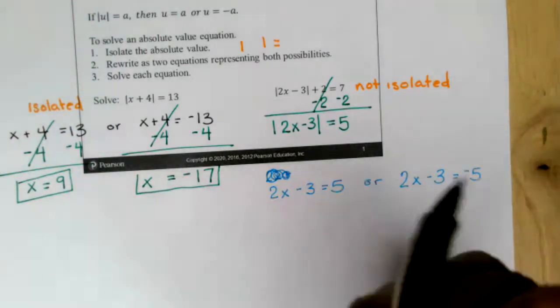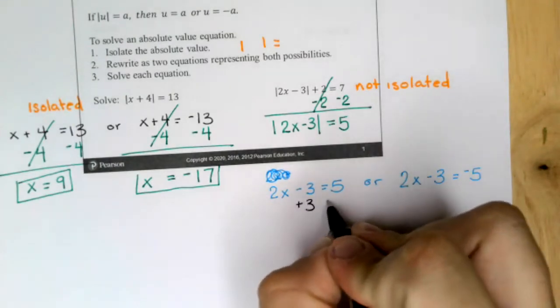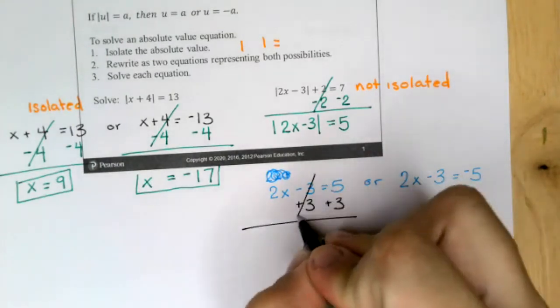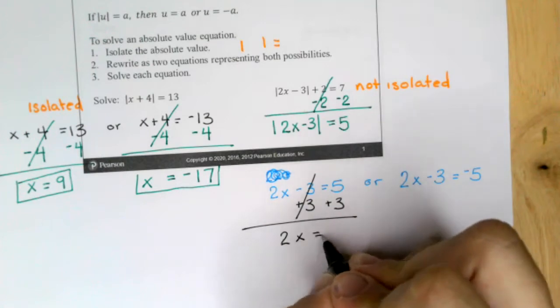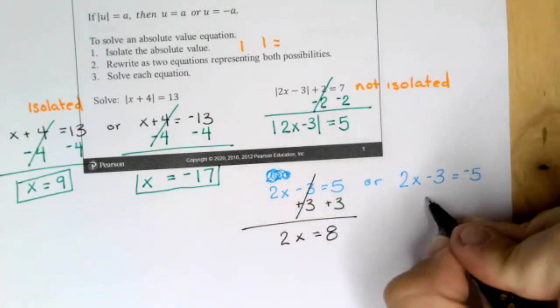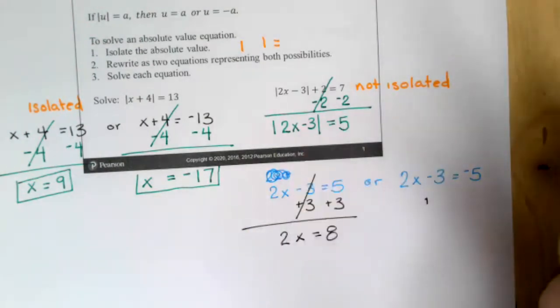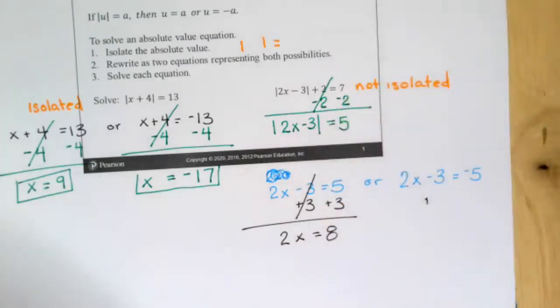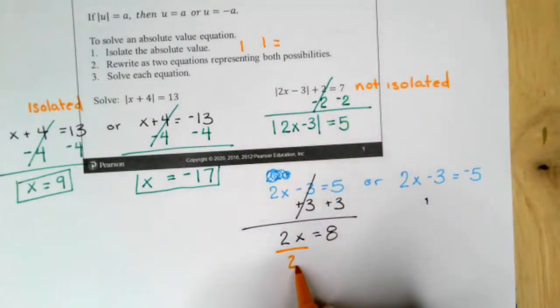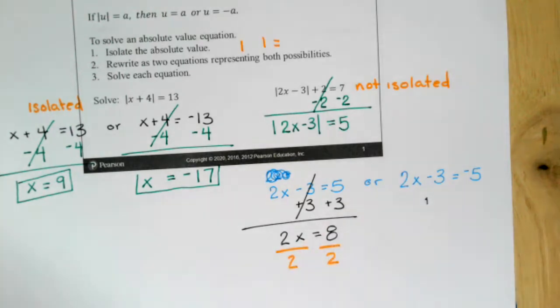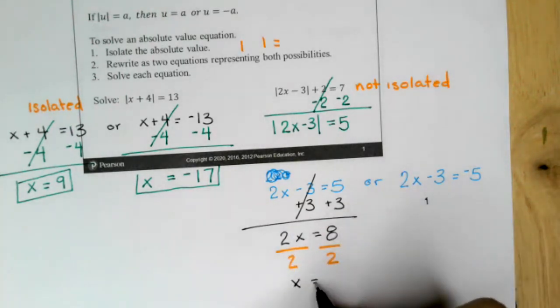Now solve for x. Add 3. Add 3. 2x is 8. We don't need to do it that way. Do one at a time. All right. Divide by 2. Divide by 2. X is 4.